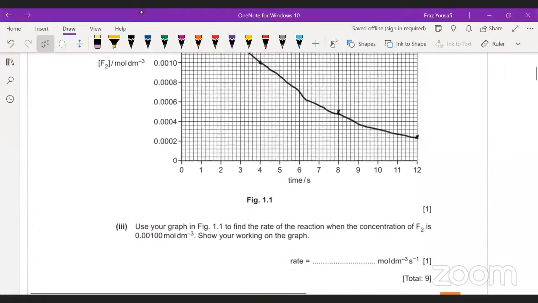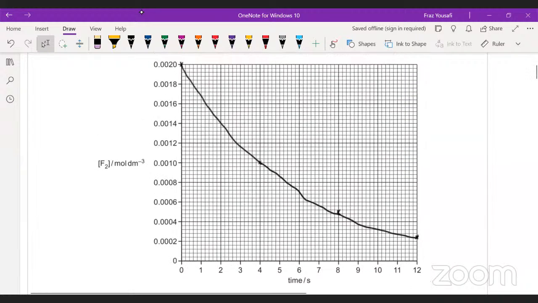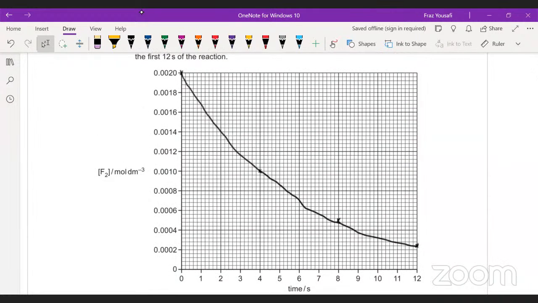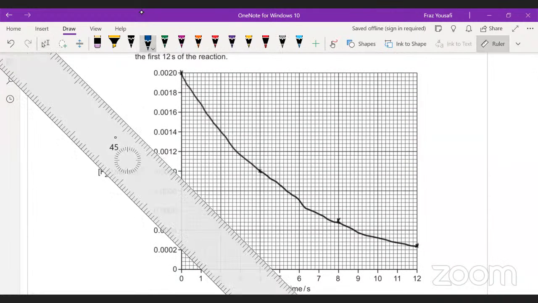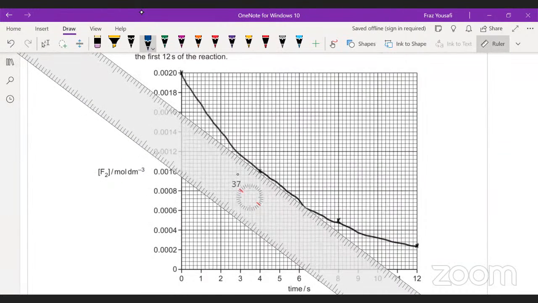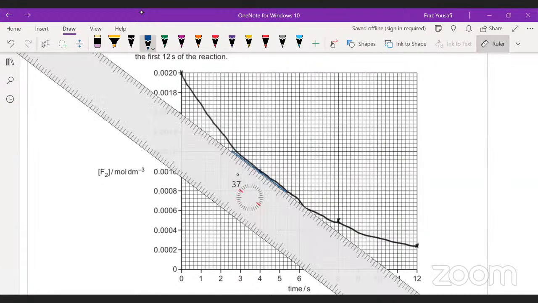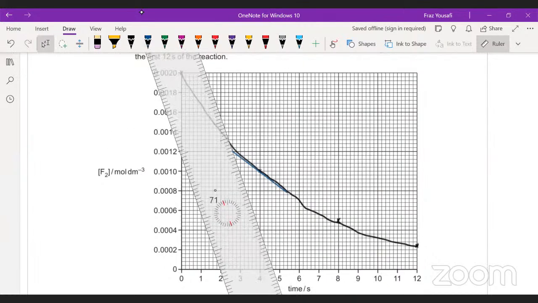Okay. Now, I want you to use your graph in figure 1.1 to find the rate of the reaction when the concentration of fluorine is 0.001. So at this particular point. Now, it is important here, now all of a sudden, to be specific. There's a concentration of 0.0010. We're going to draw a tangent to our line, right? Just make it as perfect of a tangent as it can be.